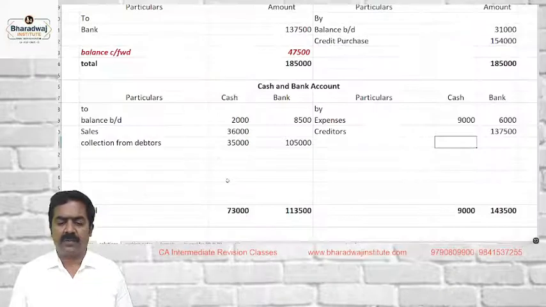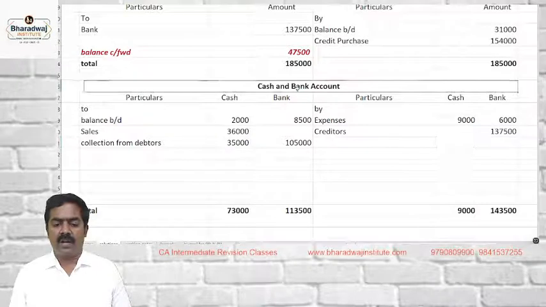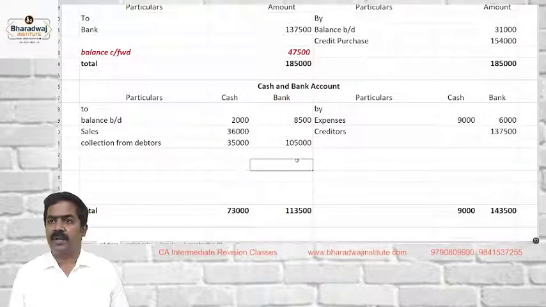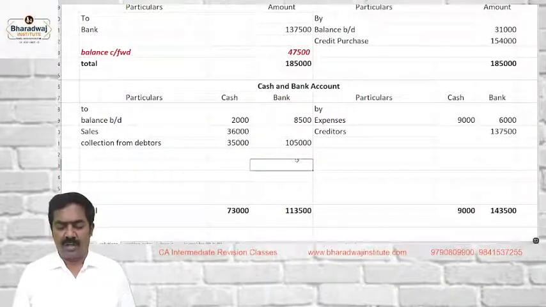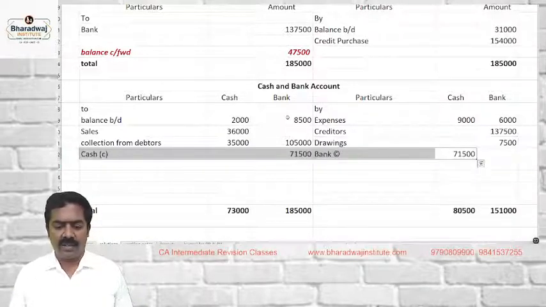71,500 is deposited. What is entry for depositing money in bank? Bank account debit to cash account for depositing the money. For withdrawing the money, cash account debit to bank. It will be like a contra entry that will come. Okay. Drawings given. Okay.